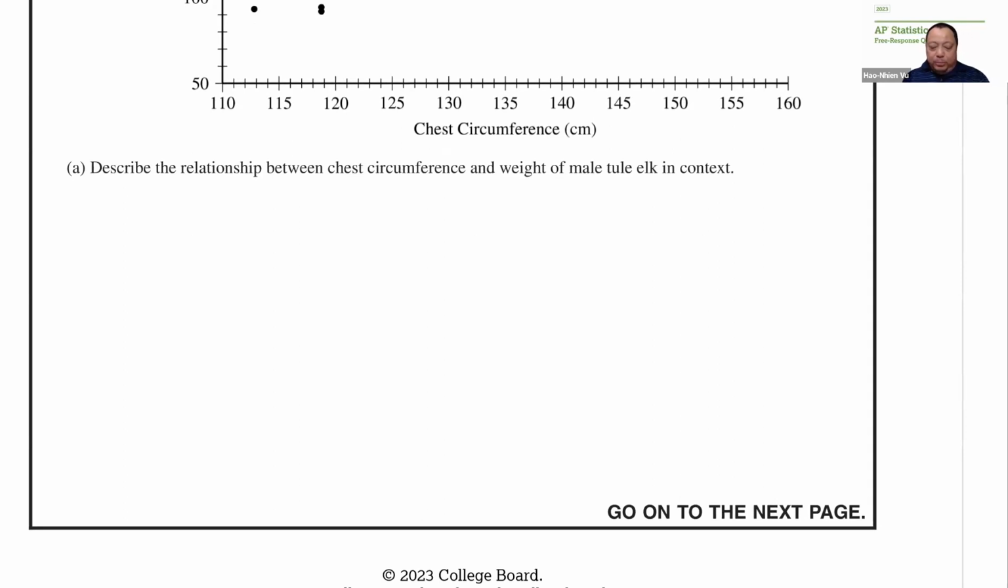Part A, describe the relationship between chest circumference and weight of male tule elk in context. In context, don't say X and Y, say chest circumference and weight. There's a standard way for the AP to grade how you describe the relationship of a scatter plot. You want the strength, like strong or weak. You want the form, linear or nonlinear. You want the direction, whether it's a positive relationship, going up together, or a negative relationship where one goes up and the other goes down. And the fourth thing is whether there are any special points, such as outliers or influential points.